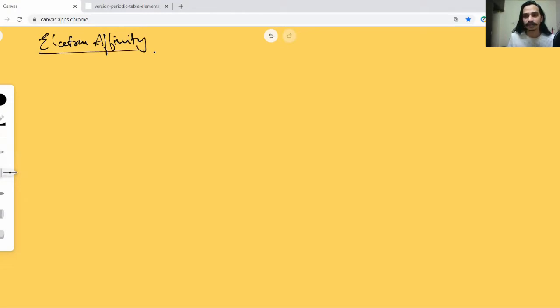The word affinity generally means a liking towards something, or a sort of attraction. To like something is to have an affinity towards it. So when we say electron affinity, we are looking at how willing an atom is to take a new electron. We also call this electron gain enthalpy.